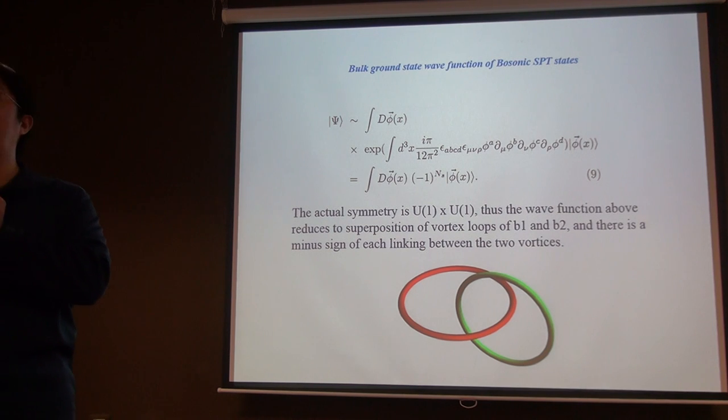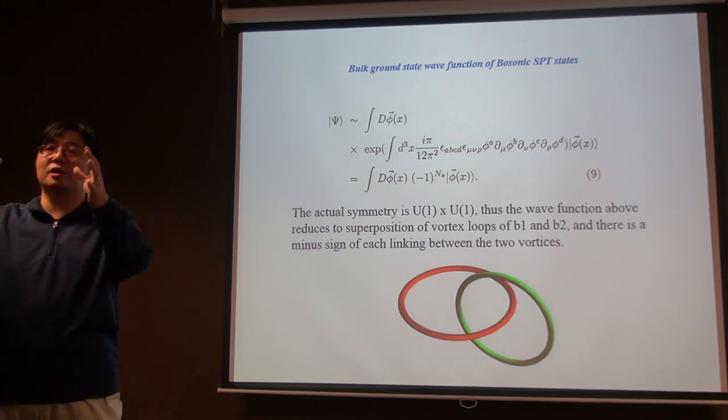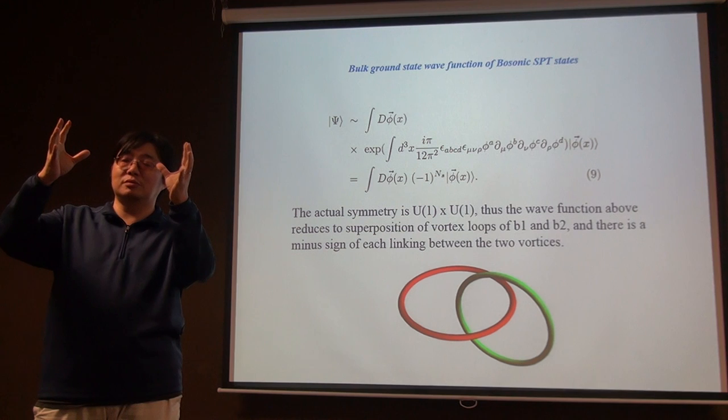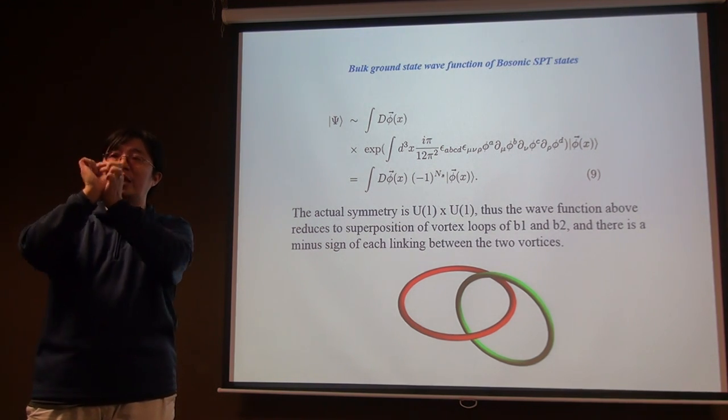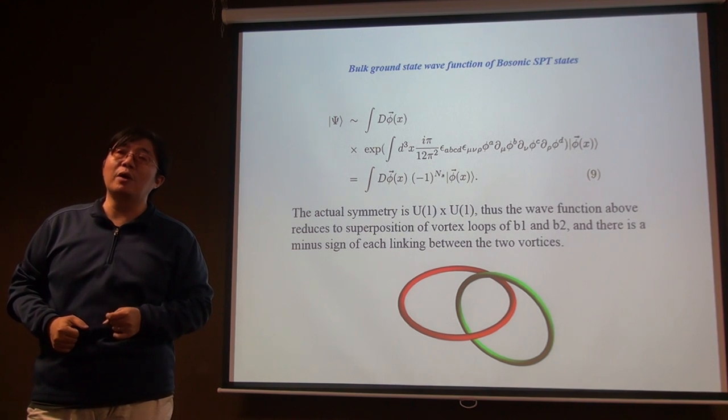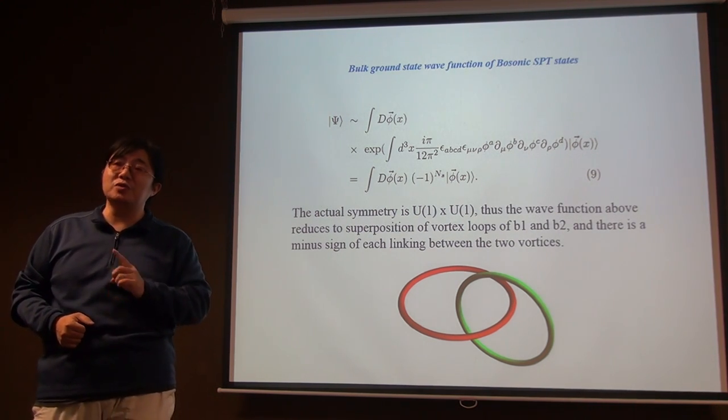Yeah, exactly. I'm saying that if you start with the O4 Skyrmion and break the symmetry down to O2 cross O2, that Skyrmion will become a linking. Yeah, π1 on the O2. Yeah, it will reduce to that topological defect.